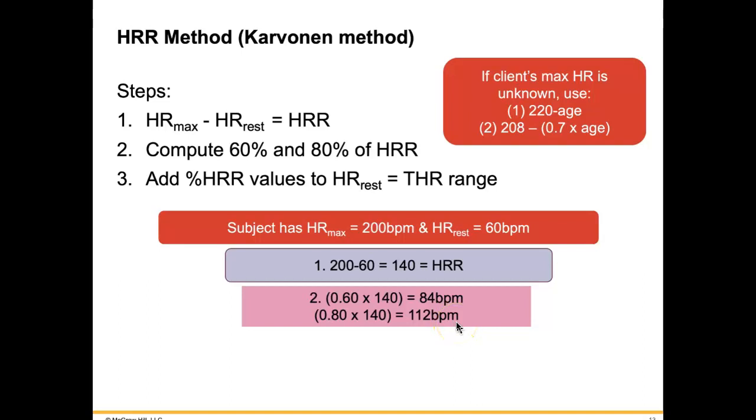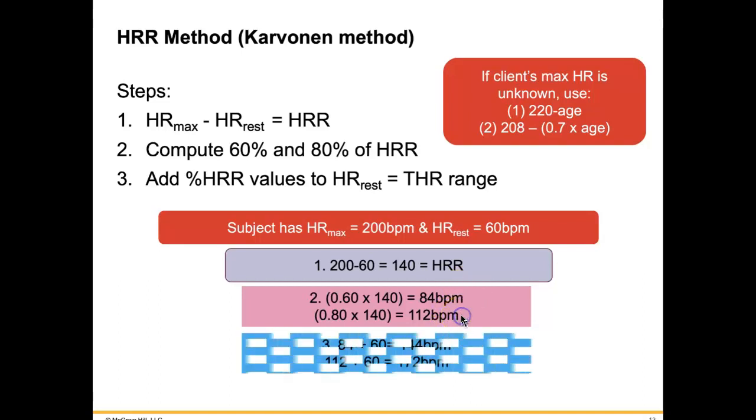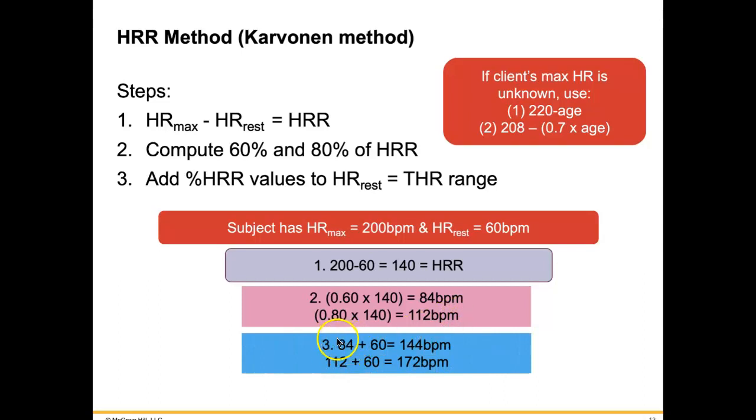Now our last step is to take these two numbers and add our resting heart rate to them. So we've got 84, which was our 60%, and we add it to our resting heart rate, and that gives us 144 beats per minute. For our 80%, we take that 112 beats per minute, add it to our resting heart rate, which is 60 beats per minute, and we get our total as 172 beats per minute.